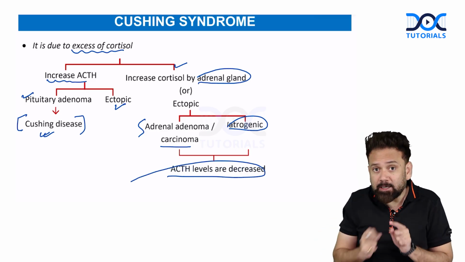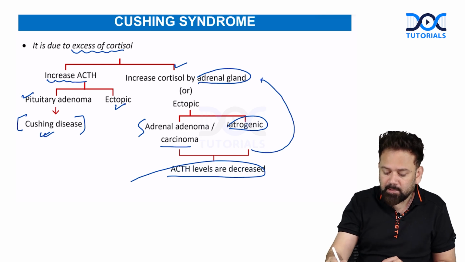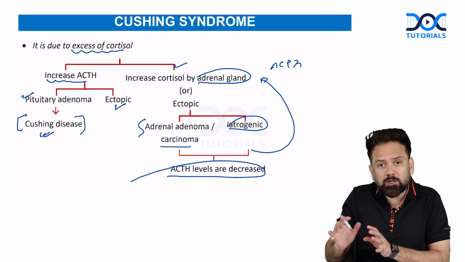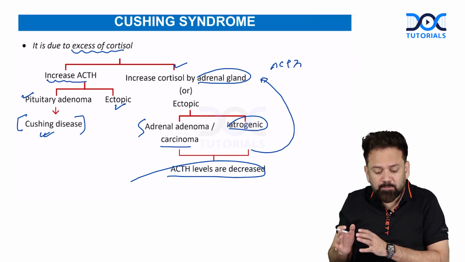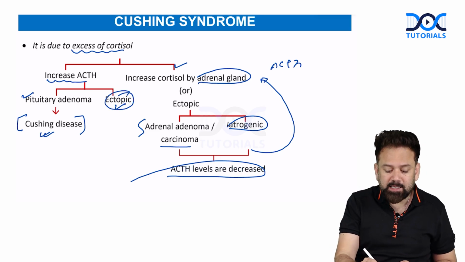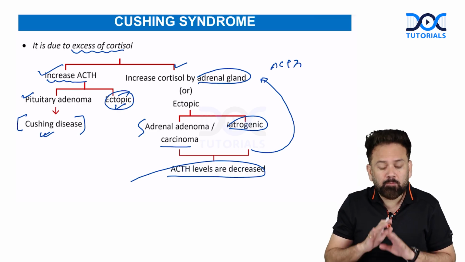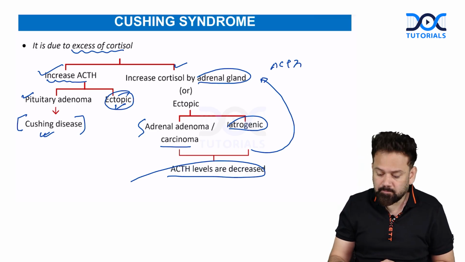Because of the negative feedback mechanism, cortisol will suppress the ACTH level. So in all those conditions, ACTH will be less. But in the condition of Cushing disease and ectopic release, ACTH will be high. This is how to differentiate between these two patterns of Cushing syndrome.